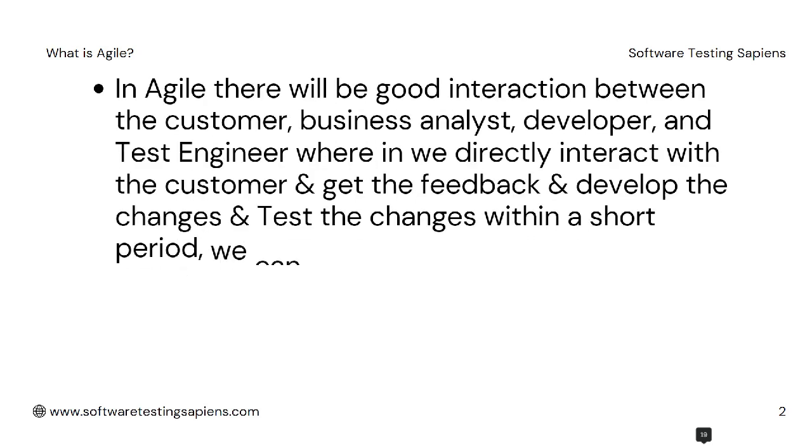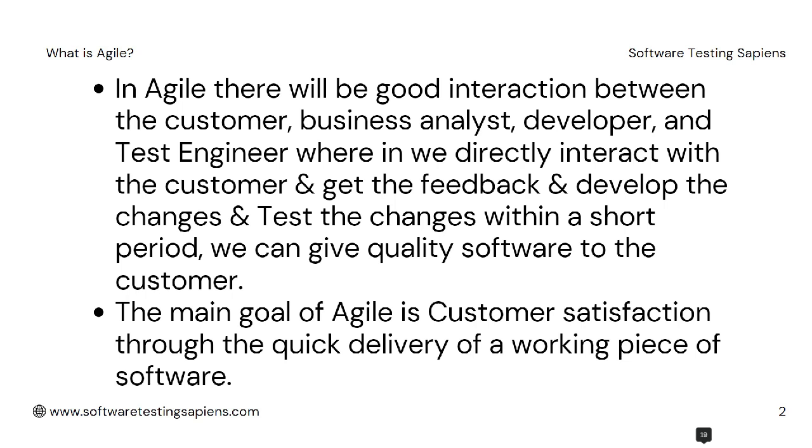In Agile, there will be good interaction between the customer, business analyst, developer and test engineer, wherein we directly interact with the customer and get the feedback, develop the changes and test the changes within a short period. We can give quality software to the customer. The main goal of Agile is customer satisfaction through the quick delivery of a working piece of software.